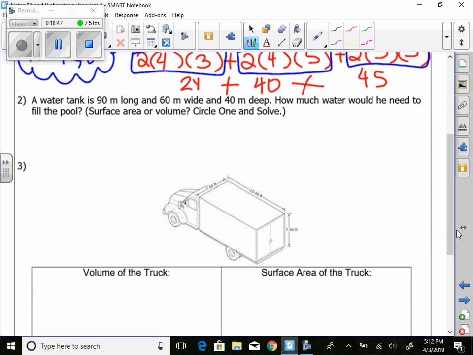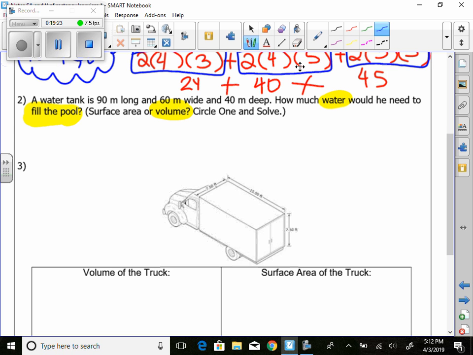Next question. A water tank is 90 meters long, 60 meters wide, and 40 meters deep. How much water does he need to fill the pool, right? So the same person, I'm assuming, is filling the pool now. All right, are we going to take water and just put it outside the pool? No, we're going to put it inside. So inside, and the keyword right here, fill the pool. Water is something that's going to go inside the shape. So this question is definitely asking us to find the volume.